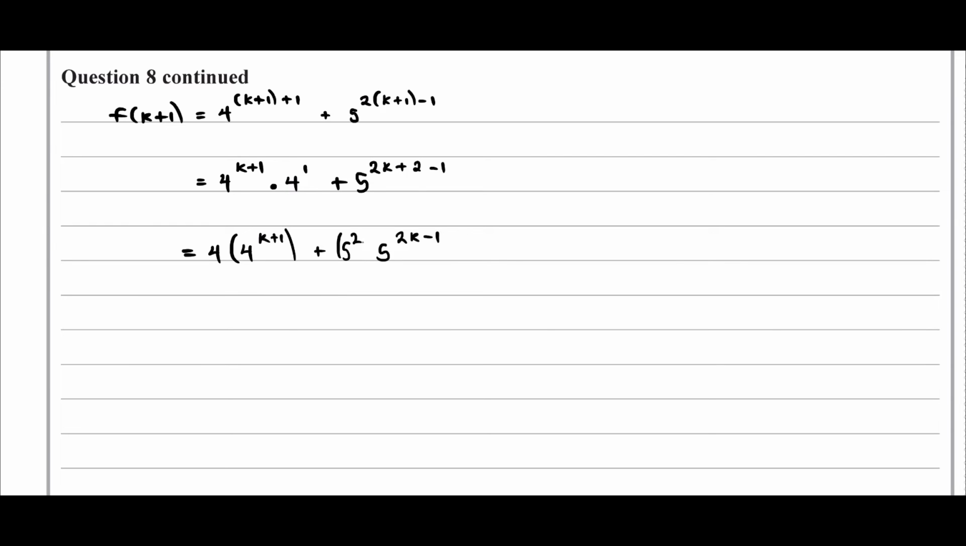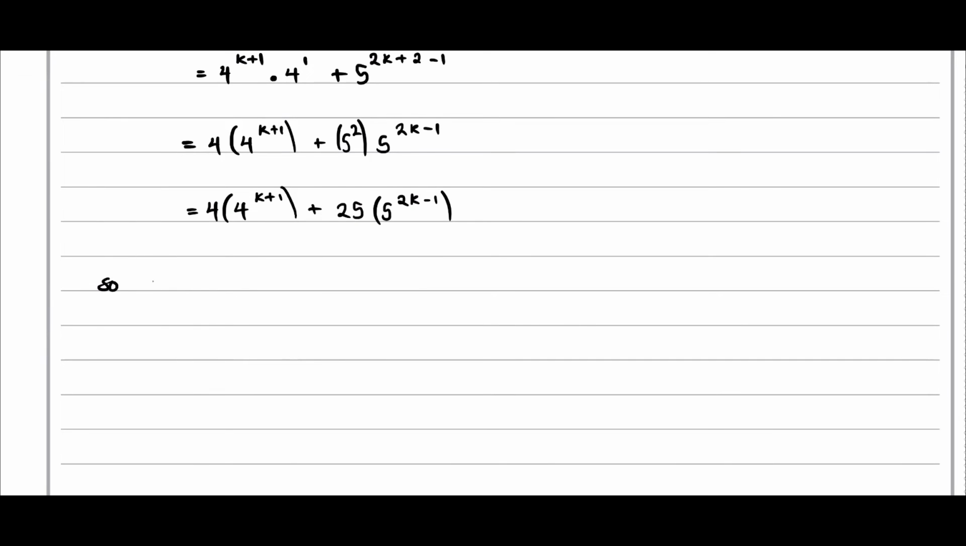Okay, and remember, adding the powers, we get that. So we have 4 times 4 to the power of k plus 1 plus 25 lots of 5 to the power of 2k minus 1. And now we would have to work out the difference between f of k plus 1 and f of k. So f of k plus 1, we've just worked that out to be 4 lots of 4 to the power of k plus 1 plus 25 lots of 5 to the power of 2k minus 1.